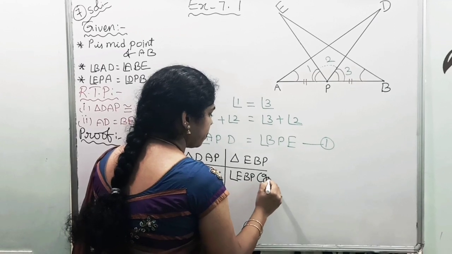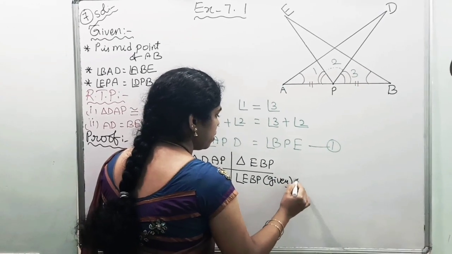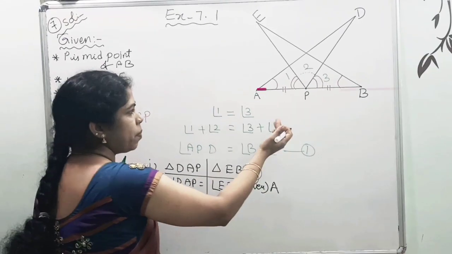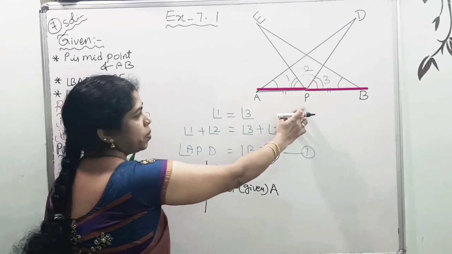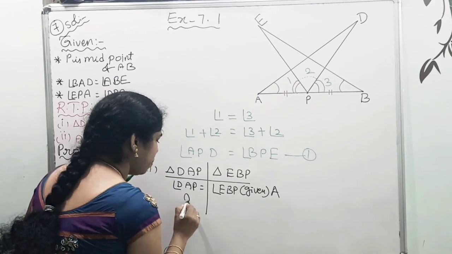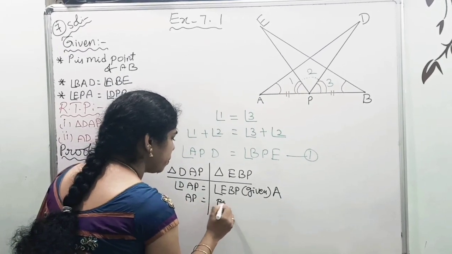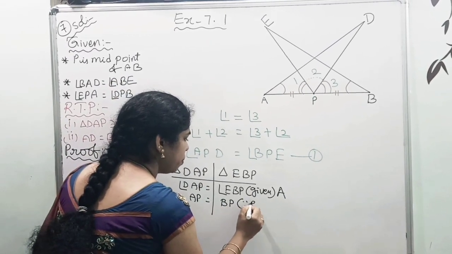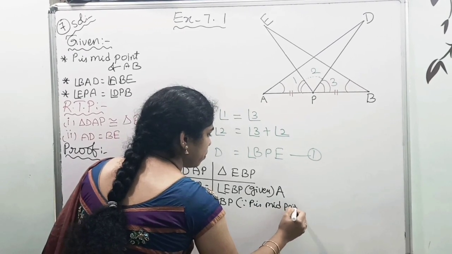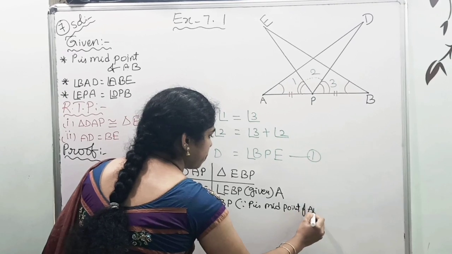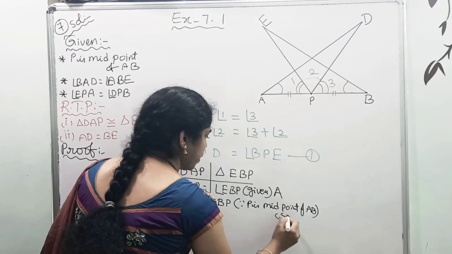This is given, which is angle. Next equal part is AP equal to BP. Since P is midpoint of AB, AP is equal to BP. So this is side.